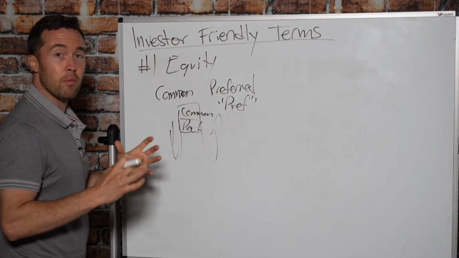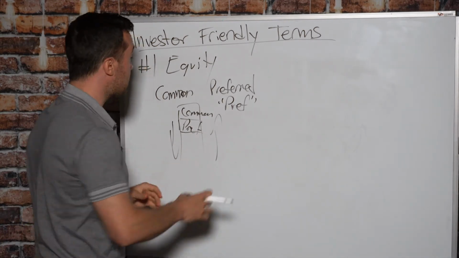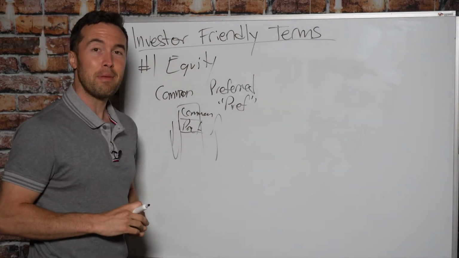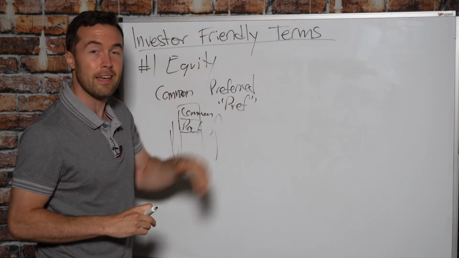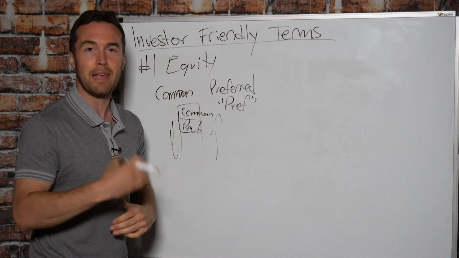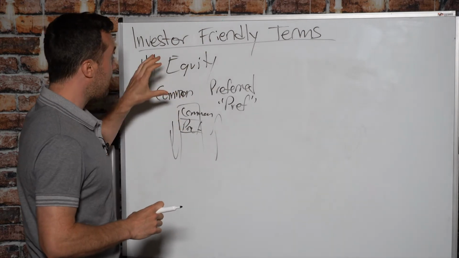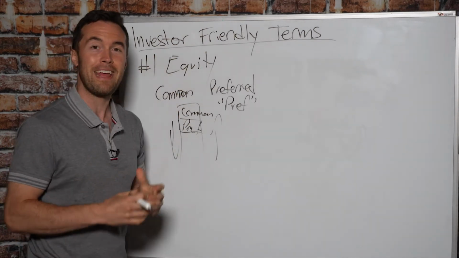And also when we talk about hurdles and waterfalls, preferred equity comes with that. So if there's a preferred return, that means that there has to be a benchmark hit, whether it's 7%, 8%, 10%, 6%, it all depends on the deal, before the common equity can participate in the profits.